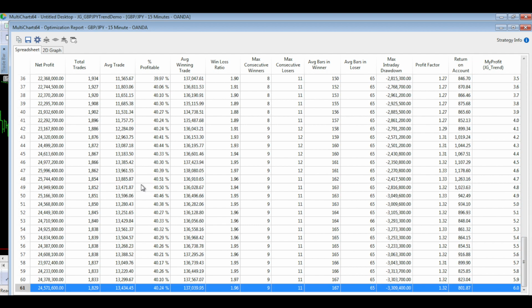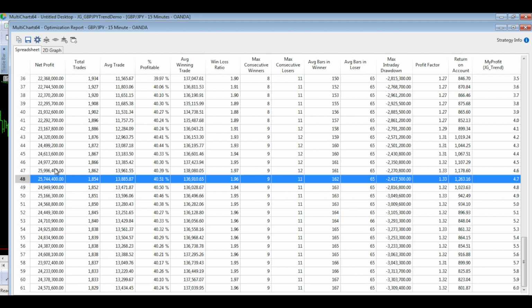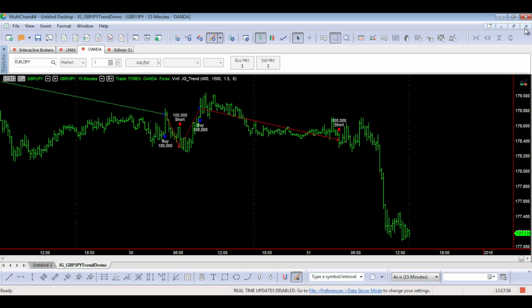And where I actually stopped around here, you can see 25 million. After that, results don't get any better. So, like I say, I don't often use profit targets, and this being at 470 pips will rarely be hit, but it does improve it slightly. So we're going to use 470.